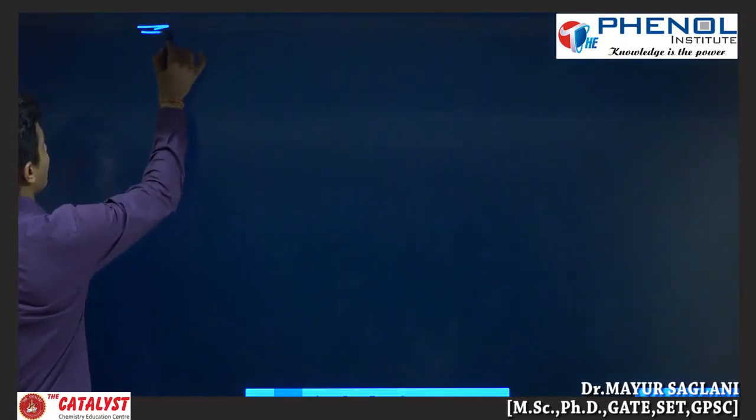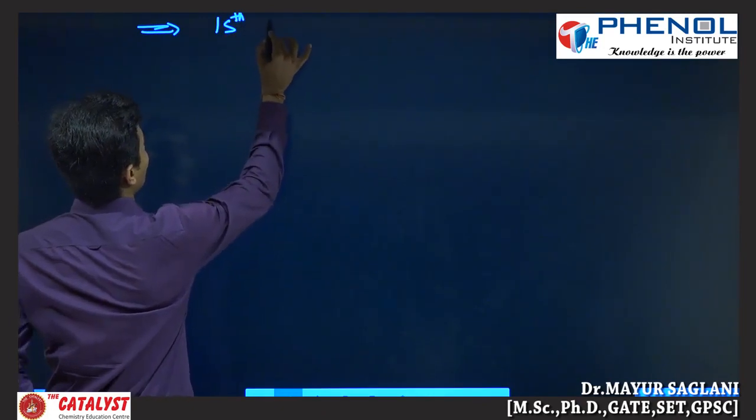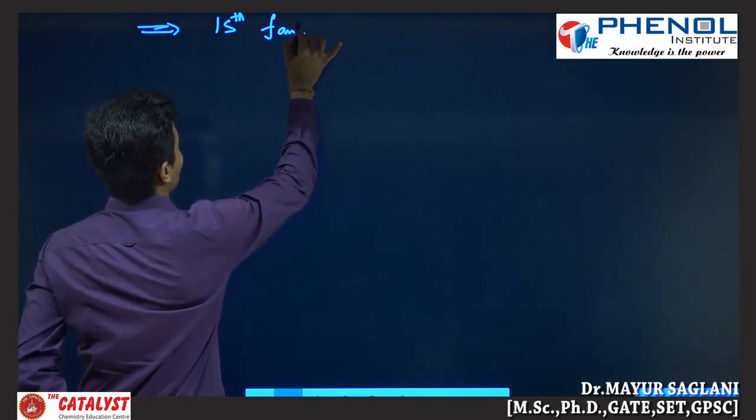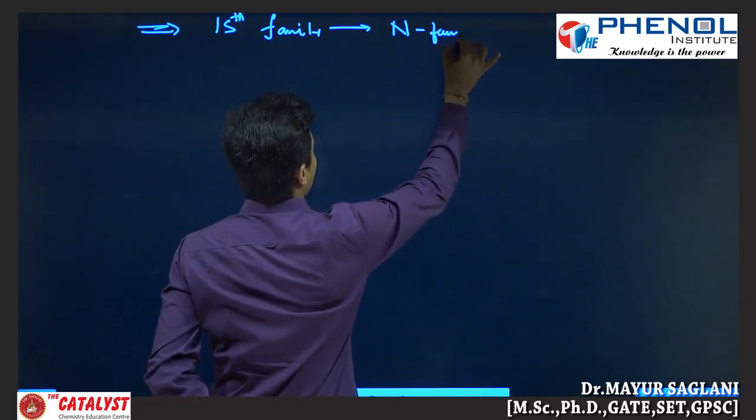Hello everyone. Today we are going to discuss the nitrogen family, that is the 15th group family in the P block. Yesterday, in the last lecture, we saw the carbon family, and before that we saw the boron family, and before that we saw the alkali metals and alkaline earth metals from the S block. So today we are going to see the 15th group family, which is called the nitrogen family.